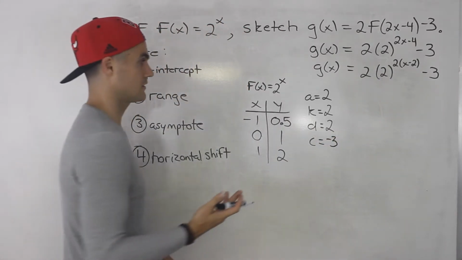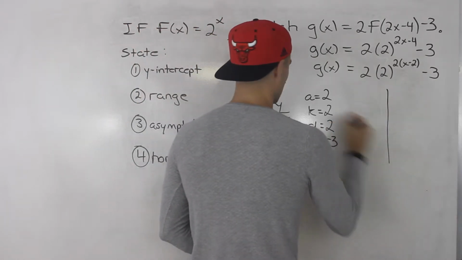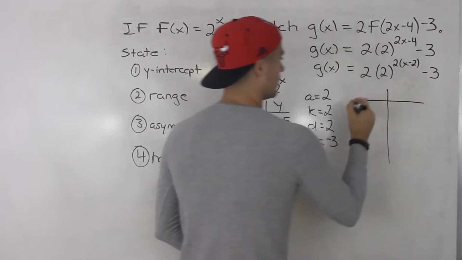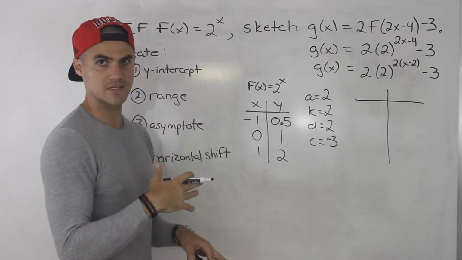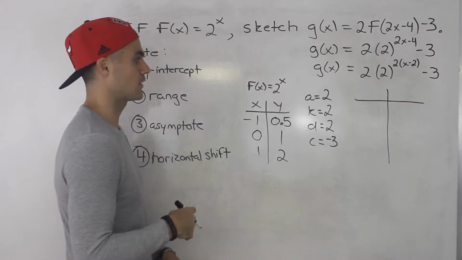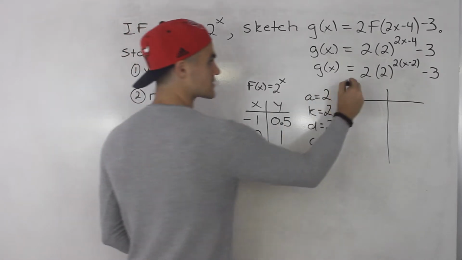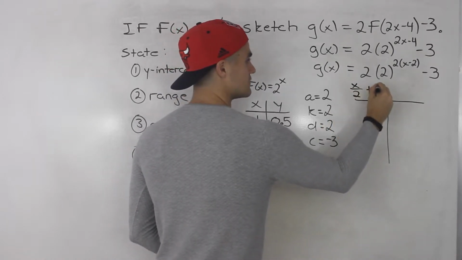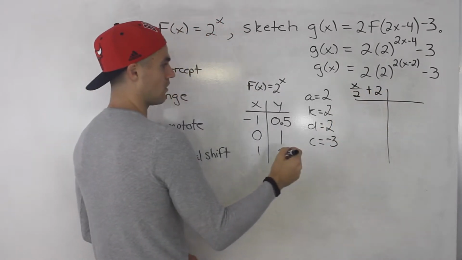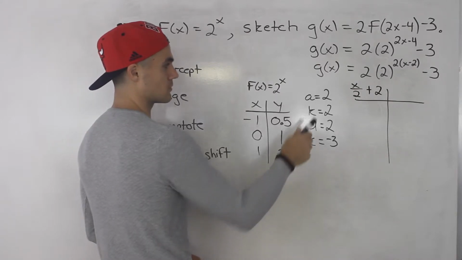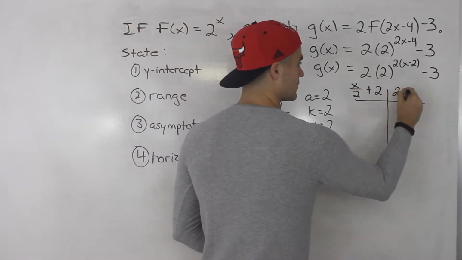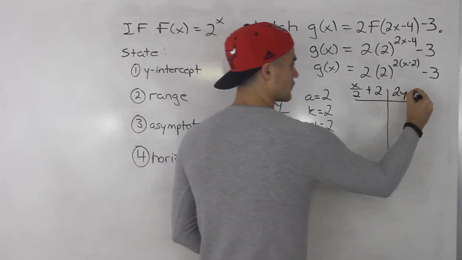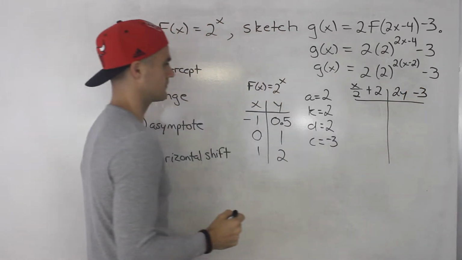So basically, we have to put these points here through the formula x over k plus d, ay plus c, that we went over in the lecture video. So all the x values are going to divide by the k value of 2, and add that d value of 2. And then all of the y values we're going to multiply by the a value of 2, and then add that c value of minus 3.